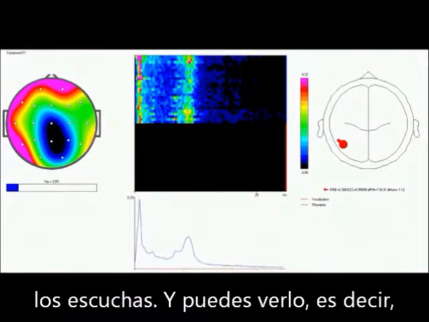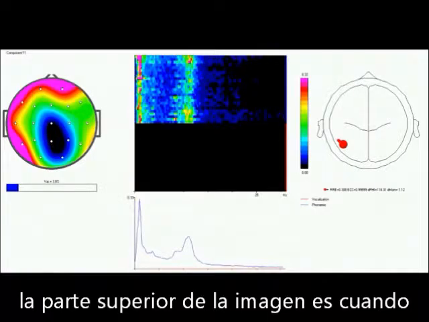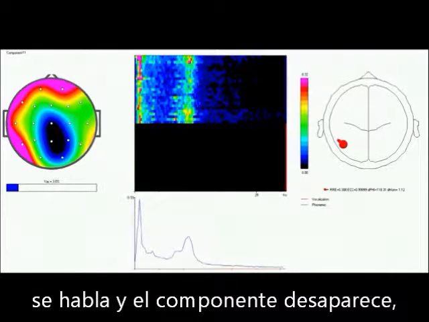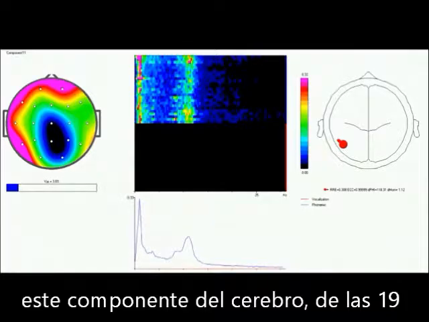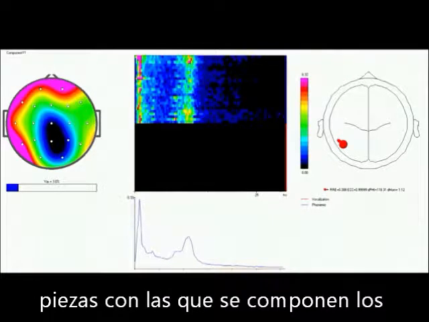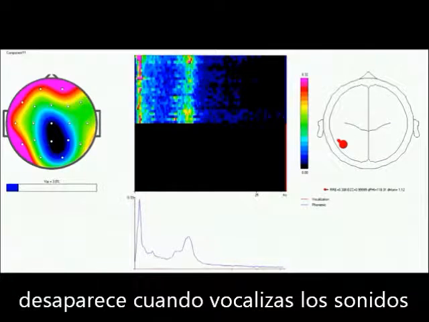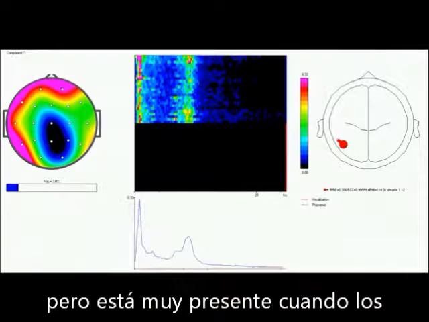And you can tell, the upper half of that image is when they're listening, the lower half is when they're speaking. That component goes away. It just disappears. This brain component, one of the 19 pieces that you fabricate the brain's electrical patterns with, is missing when you're doing the vocalizations, but it's strongly present when you're listening.